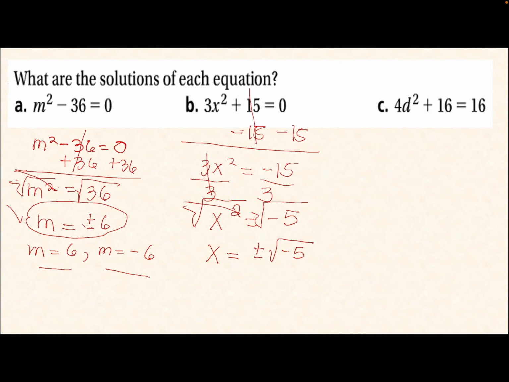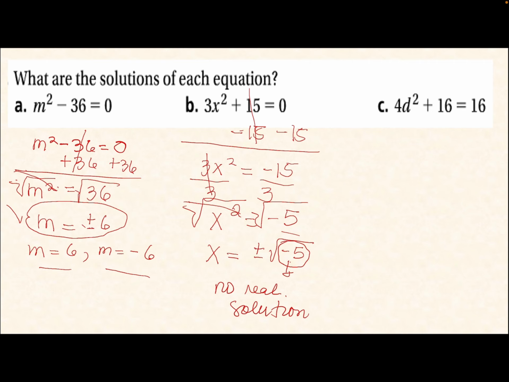Now, try to observe the number under the radical sign, the radicand, I should say. It is negative. If you come up with a negative number inside the radical sign, meaning to say that the given quadratic equation has no real solution. That is, if you come up with a negative under the radical sign.